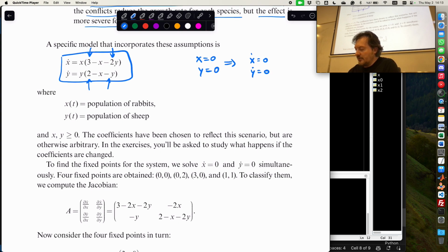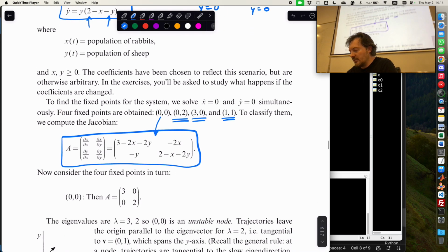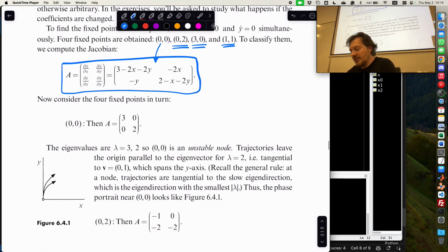What else? We have (0, 2). So just, the book solved it for us. So we have (3, 0), and we have (1, 1). Do you have any problem with this? Just the derivatives. Then you can just plug in these values, right? And you are going to get the behavior at each point. For example, (0, 0), which corresponds to 0 sheep and 0 rabbit, is an unstable node.